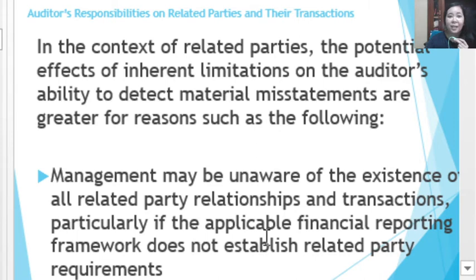This is particularly so if the applicable financial reporting framework does not establish related party requirements. Again, it depends on what the entity is following, but most likely they will follow PFRS, so there is a provision for such. But the problem will be if management is not able to identify that they have related party transactions and relationships.